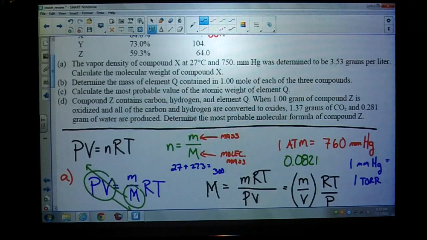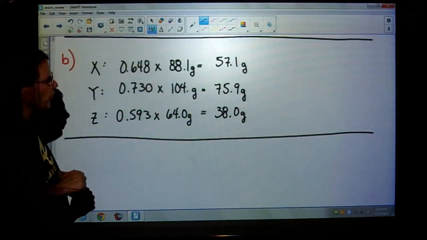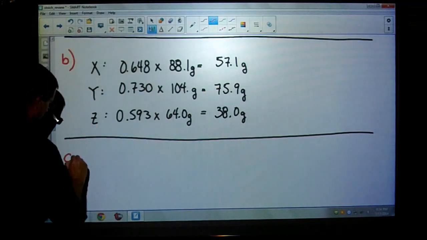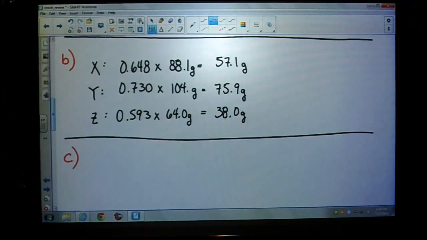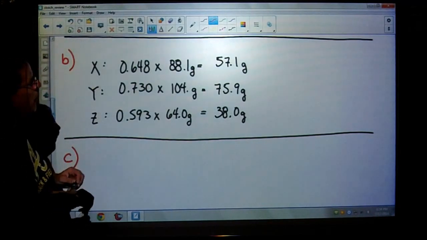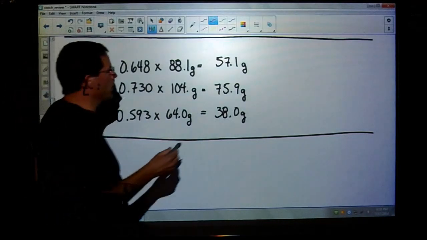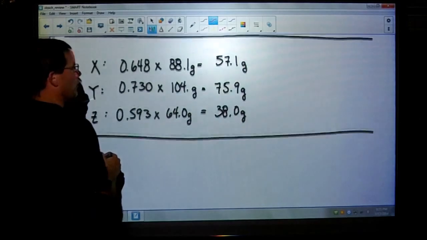Calculate the most probable value of atomic weight of element Q. All right, so what this question is asking, part C, is asking us to find a commonality here in which all of these can go into a common element's mass. What we need to do is find the most common denominator of these values. Some denominators. Let's do this.